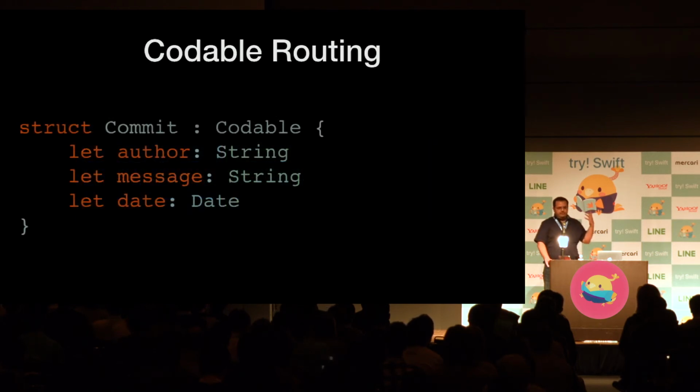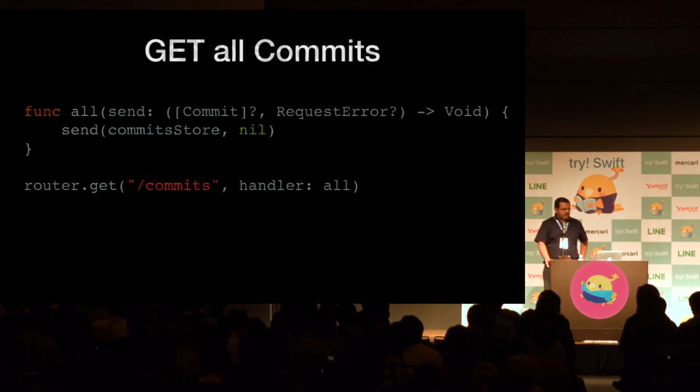Now let's re-implement those 3 APIs using Codable Routing. To start with, you make sure that the struct conforms to Codable. And this is how getting all the commits looks. The handler is taking just a closure which takes an array of commits and a request error, and returns nothing. So you're actually working with your types. You are not working with any other abstraction. You're working directly with your types. And it's concise. It's more readable than what we had for raw routing.